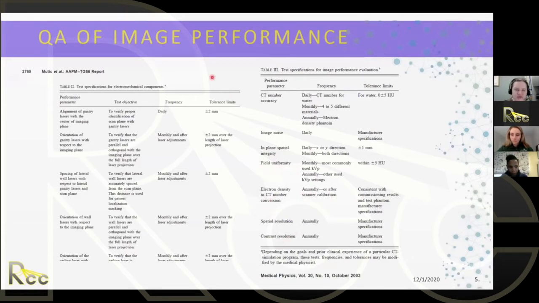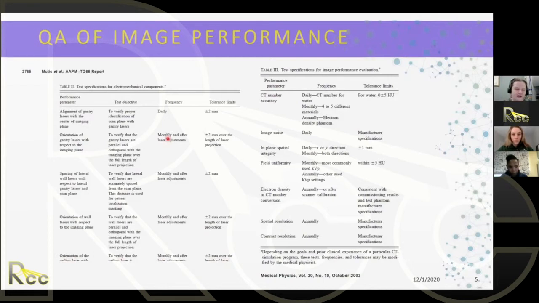In addition, we're doing a lot of tests that are in addition to what radiology often does, and that is our electromechanical tests. So for example, we need to know if our gantry lasers that we have in the room are aligned with the center of the imaging plane. And the spacing of the wall lasers needs to be checked with respect to the lateral gantry lasers and scan plane. And I purposely cut off this table here because I think it goes over roughly 2 pages.